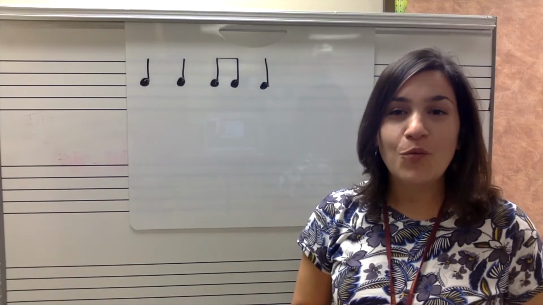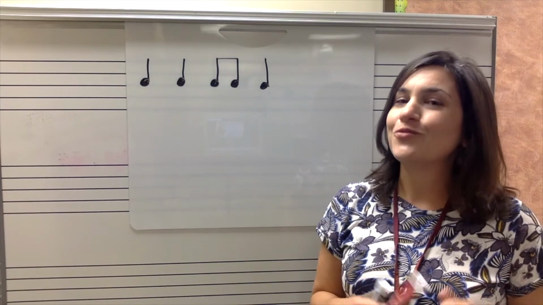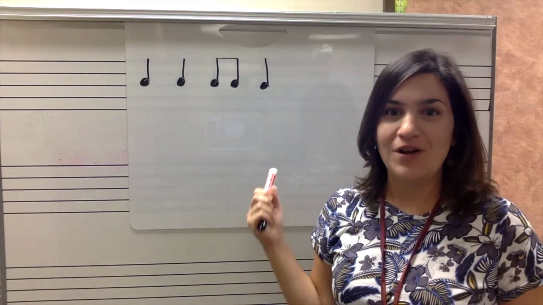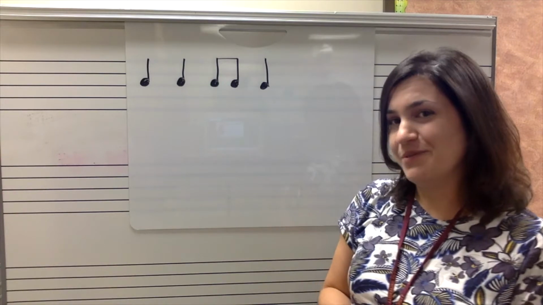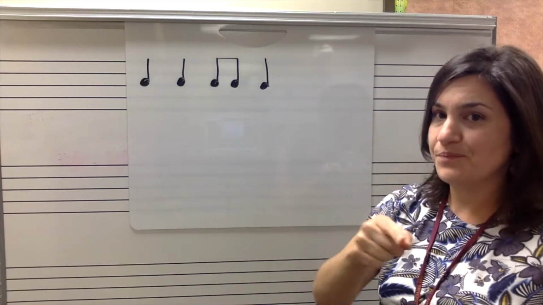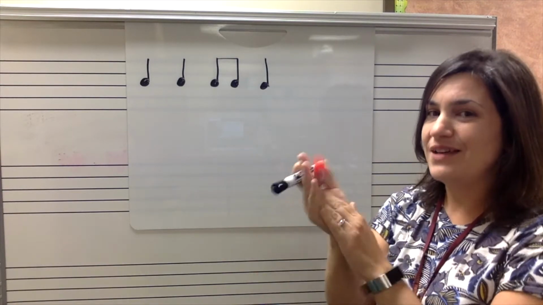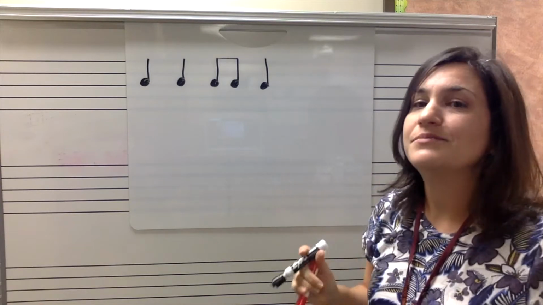Okay, fourth graders, we're going to take a look at this rhythm and we are going to use different rests to create a new one. Let's start by saying this rhythm together. Ta, ta, ti, ti, ta. Let's clap it. Ready? Here we go. Ta, ta, ti, ti, ta.